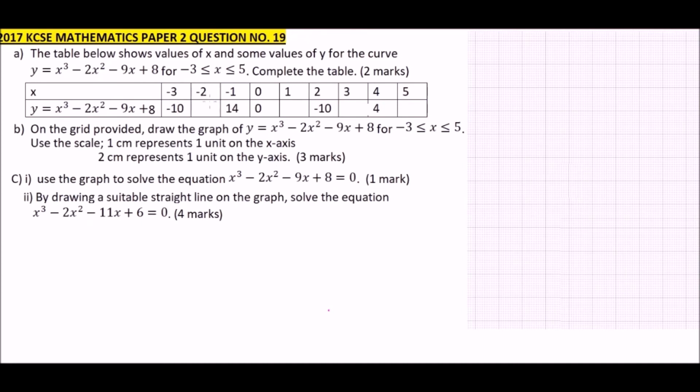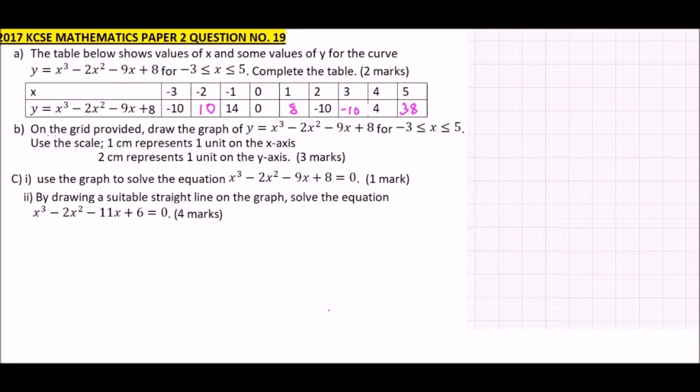So what you do, for example, when x is −2, you take your function and replace x with −2, and there you get y is actually 10. Then when x is −1, you get 14. When x is 3, y is −10. And when x is 5, y is 38. So those are the missing values. Once you do that, you get yourself 2 marks.